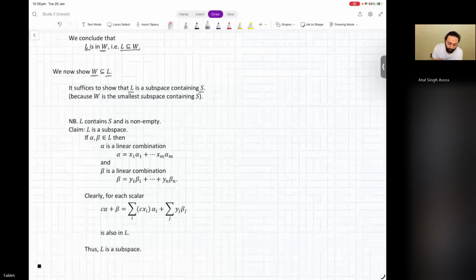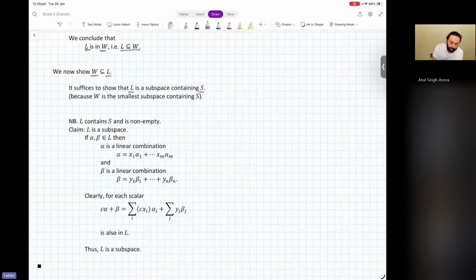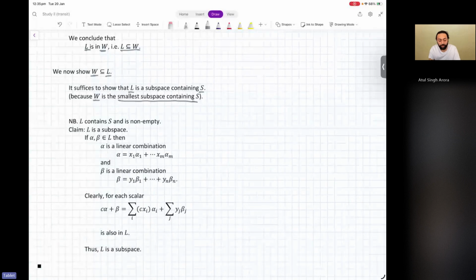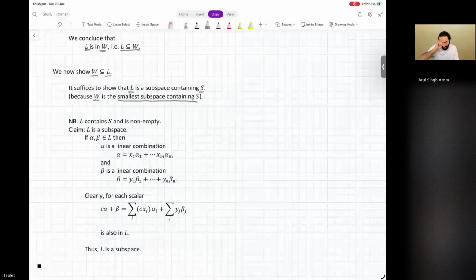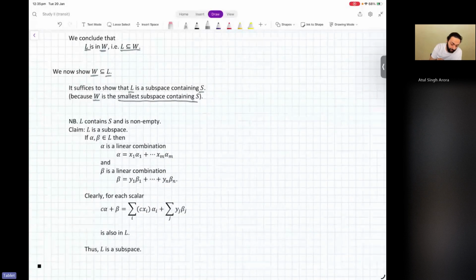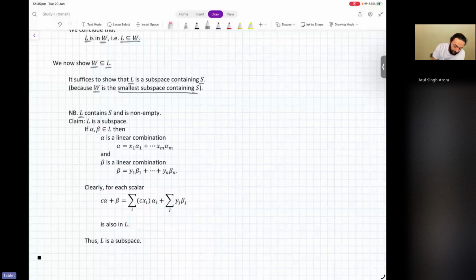Okay. And why is that? Because W is the smallest subspace that contains S. So any other subspace that contains little s must necessarily contain capital W, right? Yeah. Okay, perfect. And then we note that capital L contains capital S and is non-empty.